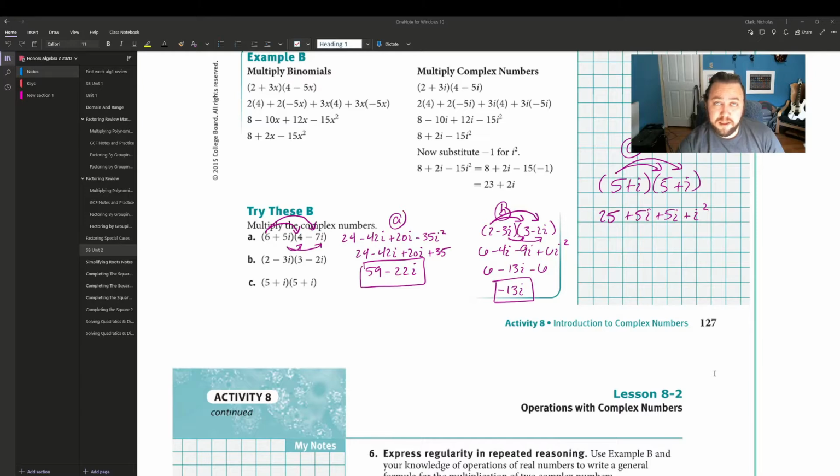I'm taking that i squared and I'm going to convert it over to negative 1, because i squared is negative 1. So that's 25 plus 10i minus 1. So we get 24 plus 10i.